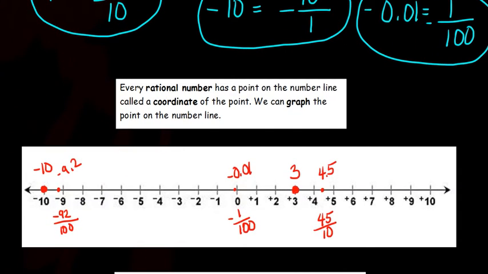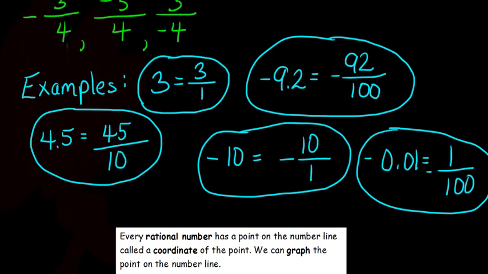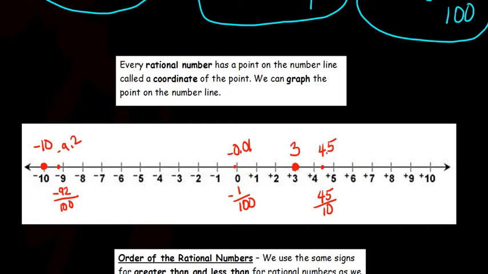All right, next, I'm going to show you that we can graph rational numbers on the number line. We call the point where we graph them a coordinate. So we can graph the point on a number line. All I did was take the numbers that we had up here and I put them on the number line for us. So here's where negative 10 is.